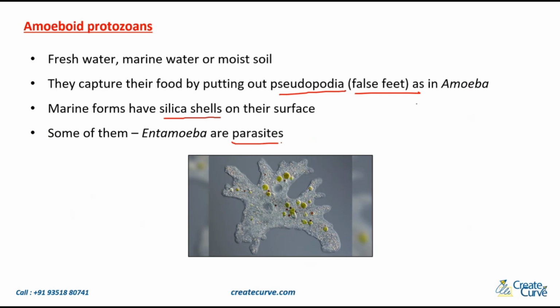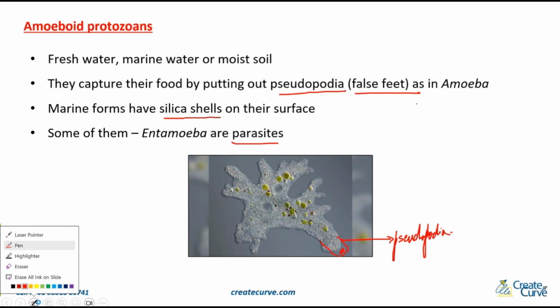How do they capture their food? So they will just throw out some false feet kind of structures. So over here, this could be like a pseudopodia. So if the food is around, what will it do? It will throw out this pseudopodia. If this is the food, it will go up, it will capture it like this, and it will engulf the food. So that is how it captures its prey or its food even. That is about the amoeboid protozoan. Remember the last one also here, Entamoeba is parasitic.